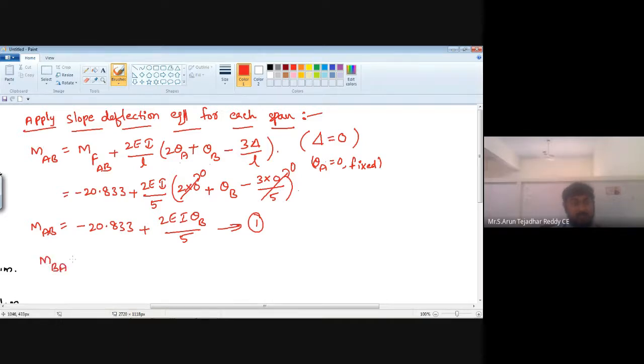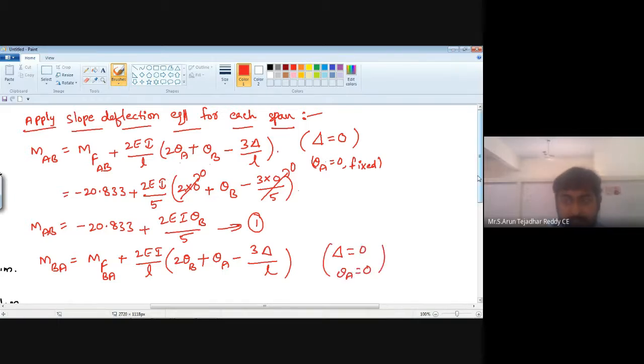Now the next span is MBA. So the fixed end moment of span BA, I can write it as MFBA plus 2EI by L is common, there is no change. And here the first term is B, so it is twice theta B, plus the second term is A, so theta A, minus 3 delta by L is common. Now here also delta is 0 and theta A is 0.